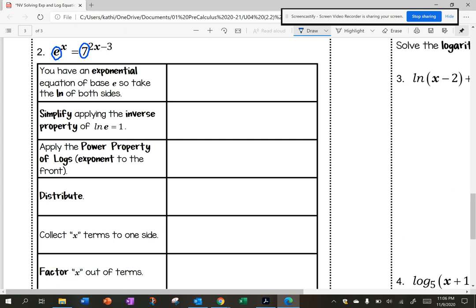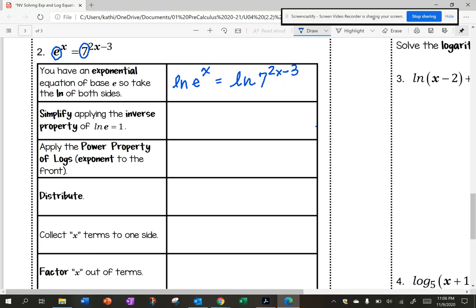So I am going to take the natural log of both sides. So the natural log of e to the x equals the natural log of 7 to the 2x minus 3.